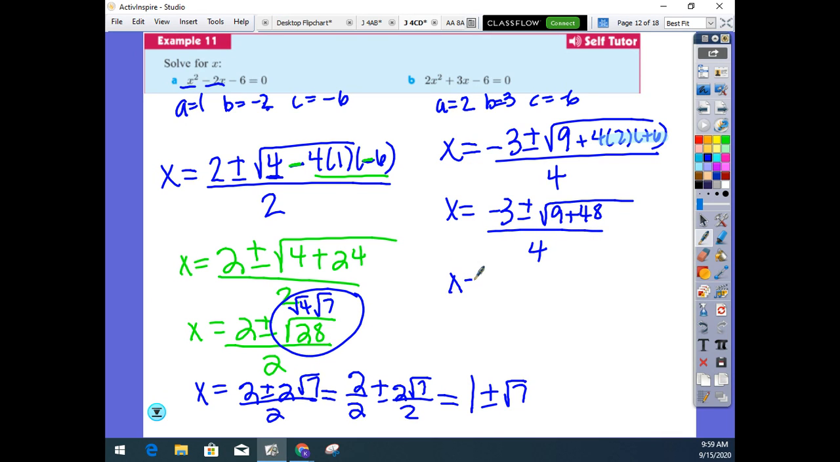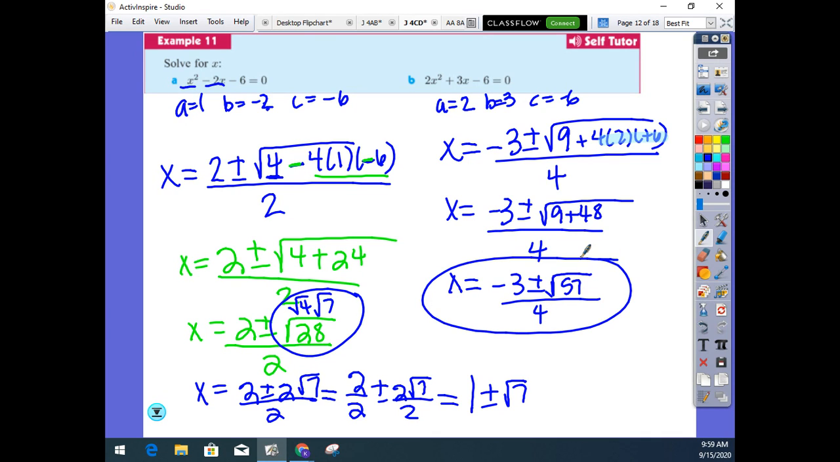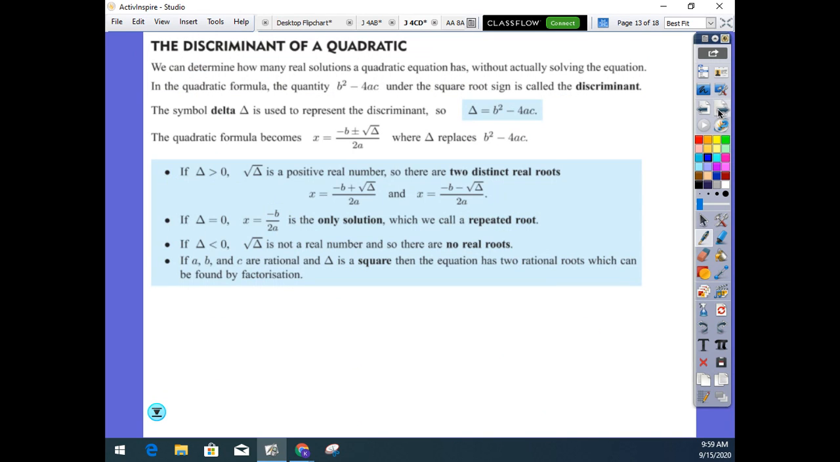So the more complicated the answer, this is actually the easiest way, because we end up with the square root of 57. And if you can't simplify the radical, you are done. So actually, the more complicated the problem, the quadratic formula is the way to go. Now, because of the radical determines a whole bunch of stuff.